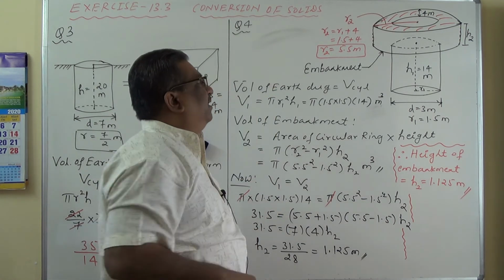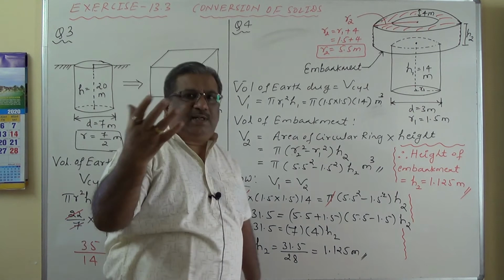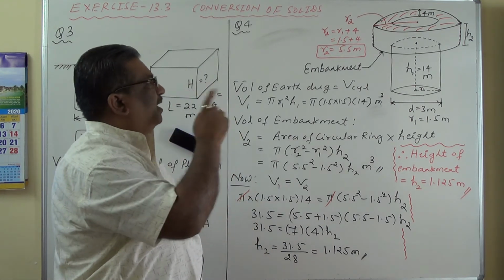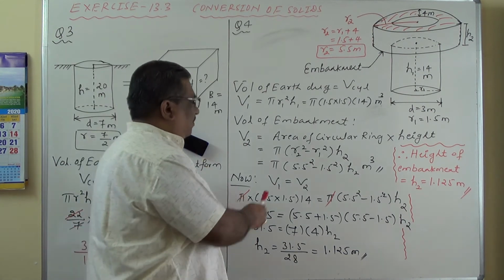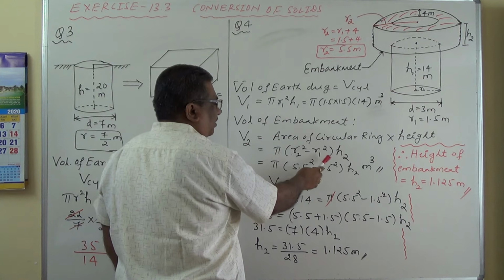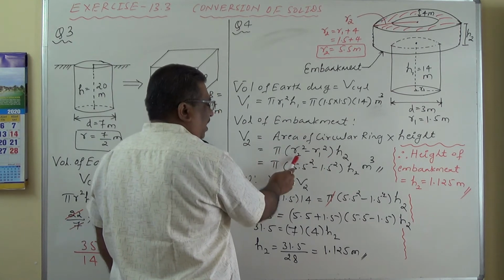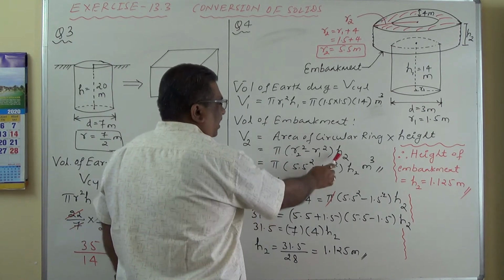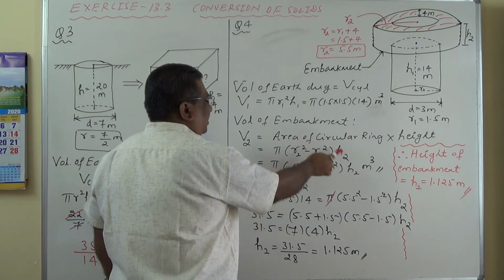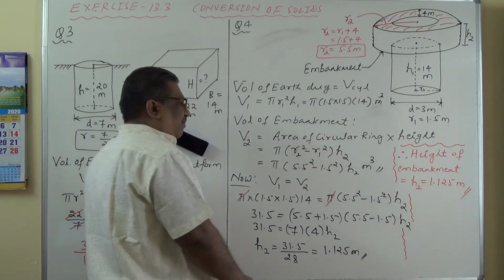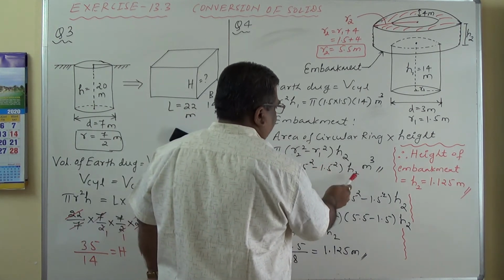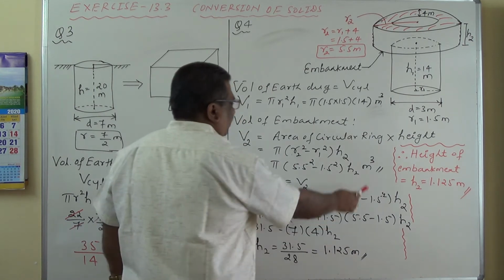How do you calculate the area of the circular ring? Outer circle area minus inner circle area, that is pi R2 square minus pi R1 square. Pi you take common, R2 square minus R1 square, into height. Height is h2 there. So this entire thing gives you the volume of the embankment. So pi into 5.5 the whole square minus 1.5 the whole square into h2, because we have to find out h2. So many cubic meters.